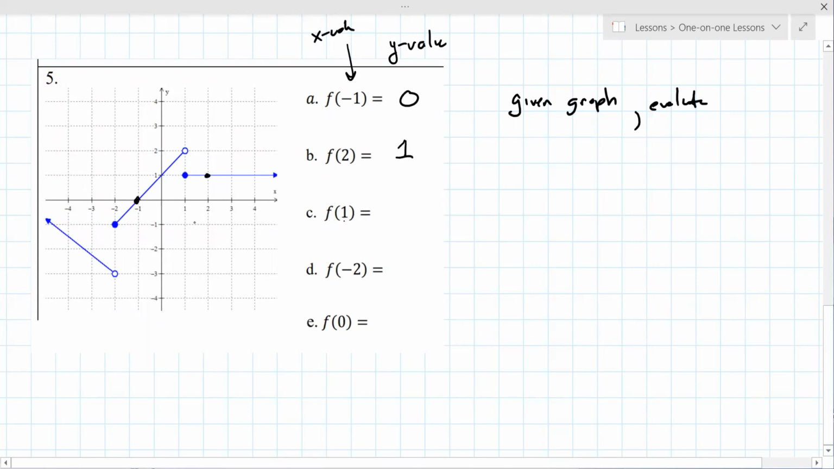At 1, can you tell me what the y value is here at 1? Didn't hear you, but I'm assuming you said 1. Okay, great. All right. Now, f of -2 is over here. That's -1. f of 0 is 1.